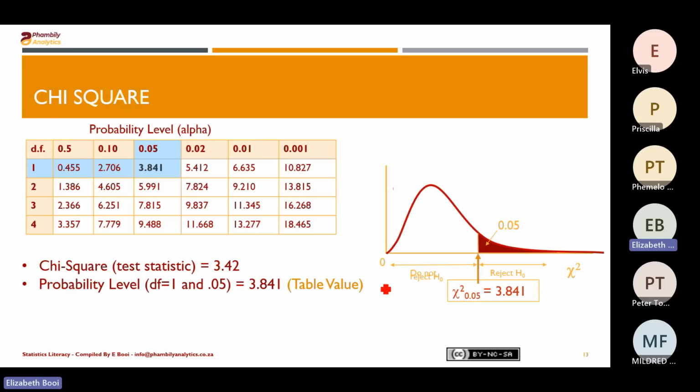So we calculated our test statistic to be 3.42. We found our critical value on the table, and it is 3.841. Where does my 3.42 fall? It falls in the do not reject area because it is less. And we do not reject the null hypothesis.